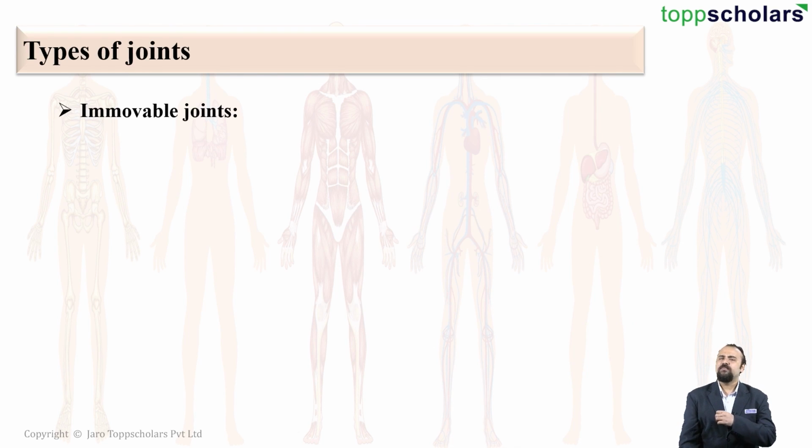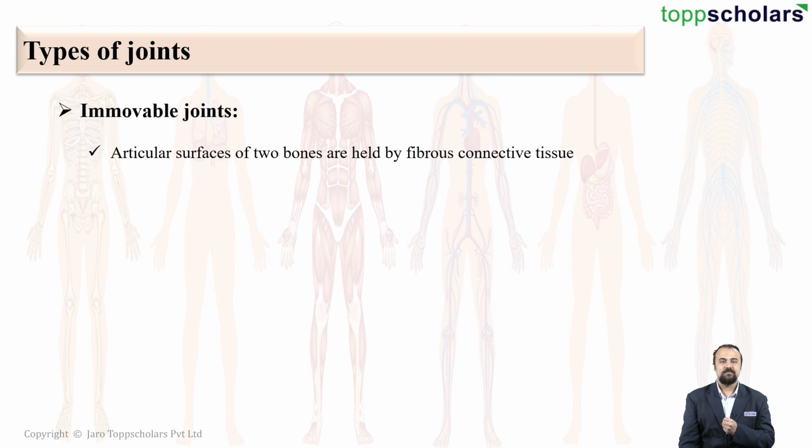Joints are of many different types. The first one are immovable joints. In this type of joint, the articular surfaces of the two bones are held by fibrous connective tissue, and as they are held by fibrous connective tissue, there is absolutely no movement seen in this joint.